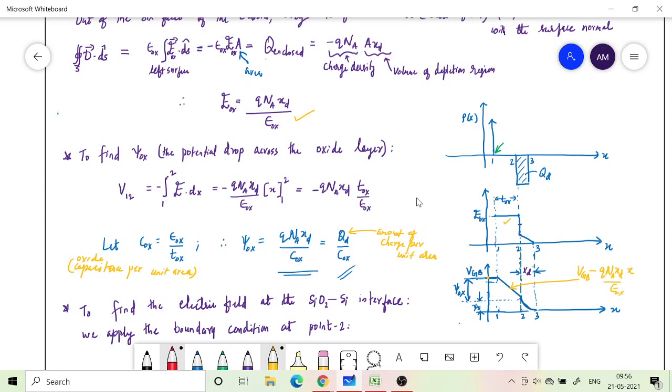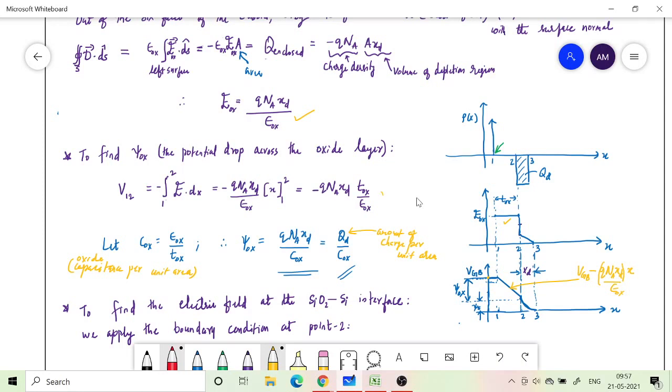If I substitute point 1 as 0 and point 2 as x, so at any point x in between, from 1 to x, if we do the integration, we will get something like this. This is like an equation of a straight line. As you increase x, this is a constant, something like the slope, which is a negative slope, and therefore the voltage is going to decrease from VGB. From point 1 to point 2, the voltage drop across the oxide layer is when x becomes T ox.